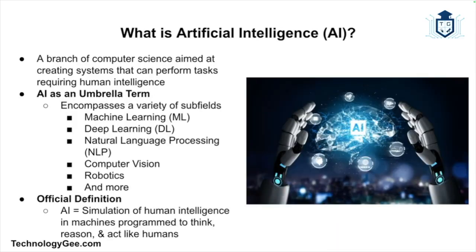Let's start at the top. Artificial intelligence. This is a broad field in computer science focused on building systems that can perform tasks that normally require human intelligence. So think of problem solving, understanding language, recognizing images, making decisions, stuff that your brain does naturally. Now imagine AI as the umbrella term. Underneath it, you'll find different branches and subfields like machine learning, deep learning, natural language processing, computer vision, robotics, and much more.